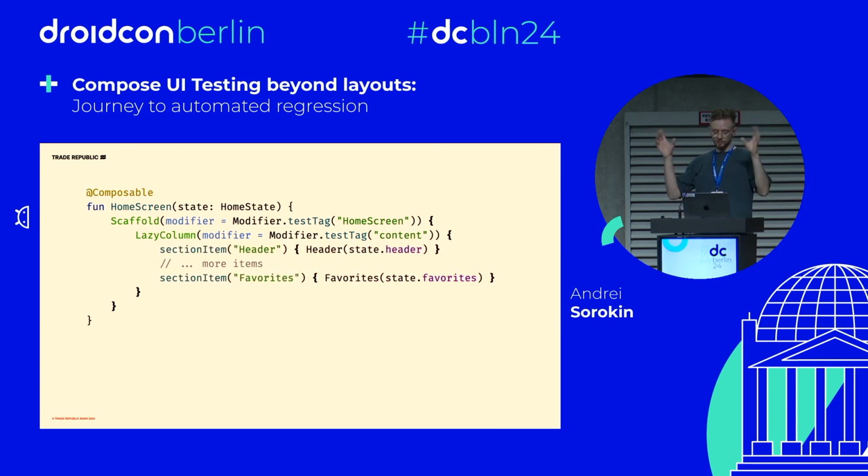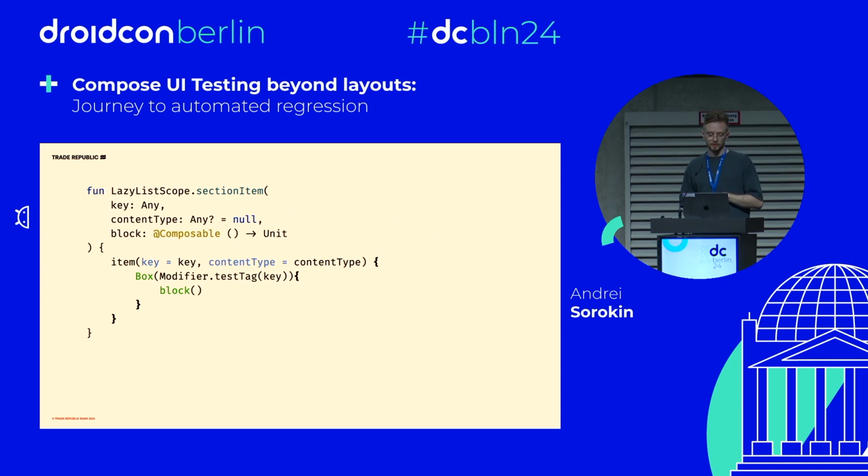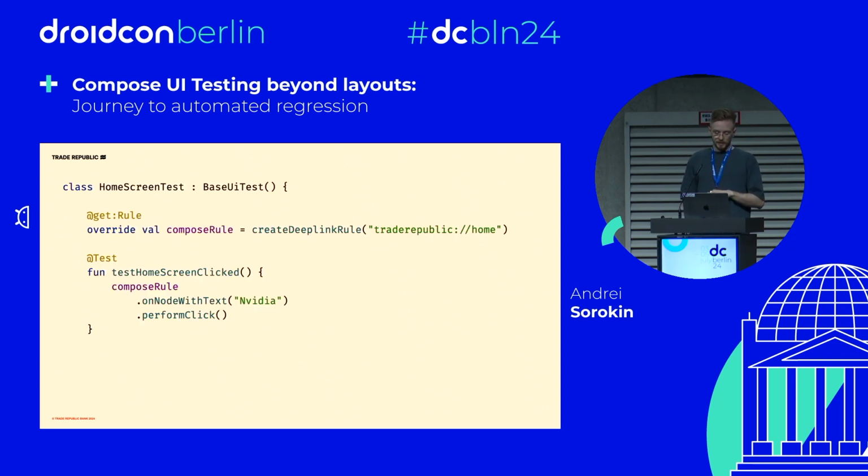And you have a section with a header, a section with the favorites, and we create this kind of extension that does it for us. So here is just a simple wrap with a box and add a test tag to make it easier to then find it. And then in the home screen test, you would have something like this. You might write compose rule, onNode with text NVIDIA, perform click. You want to see the chart and latest updates for the stock price.